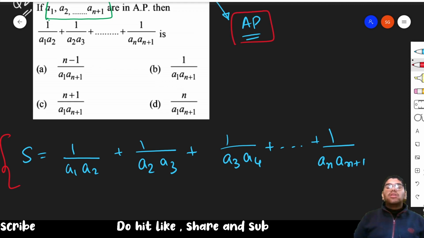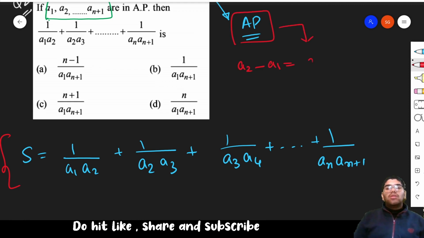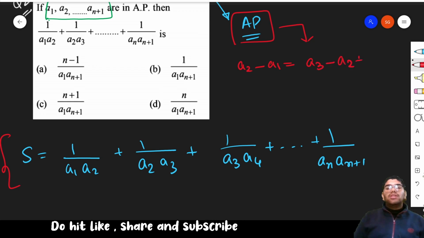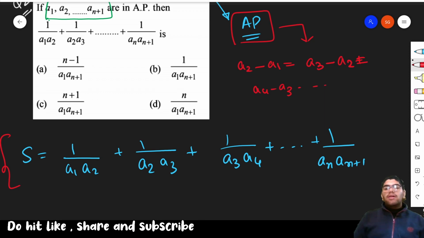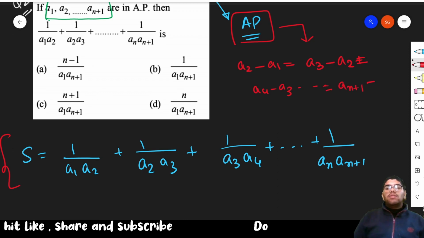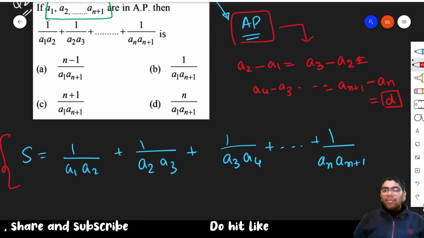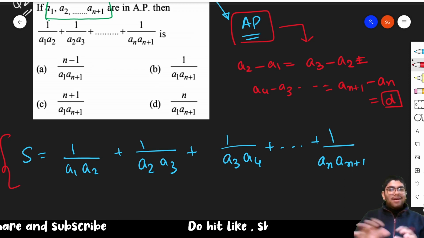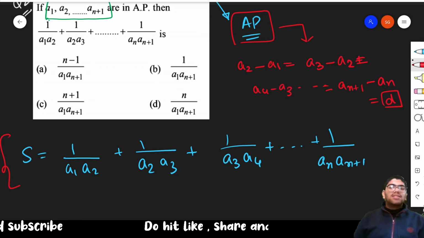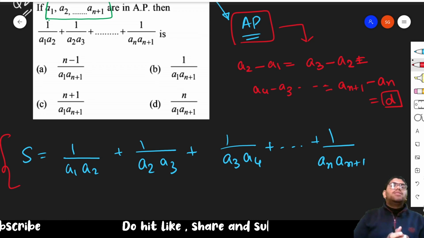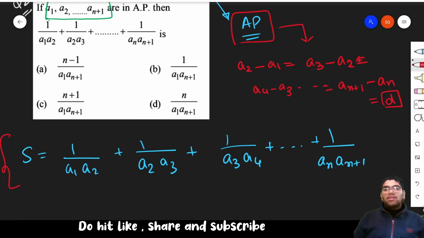The standard concept, the general concept of AP is that a2 minus a1 is equal to a3 minus a2 is equal to a4 minus a3 and so on. I can write this as an plus 1 minus an, and this is actually equal to the common difference D. Okay, so every term minus its previous term will always be a constant. That is the actual meaning of arithmetic progression.